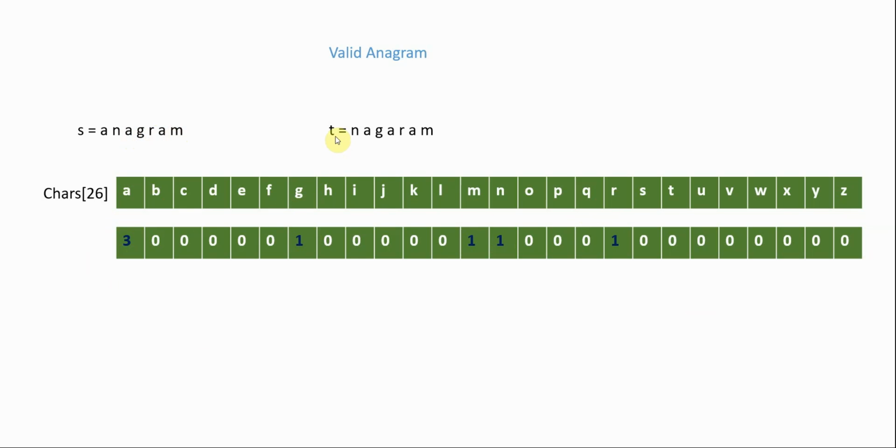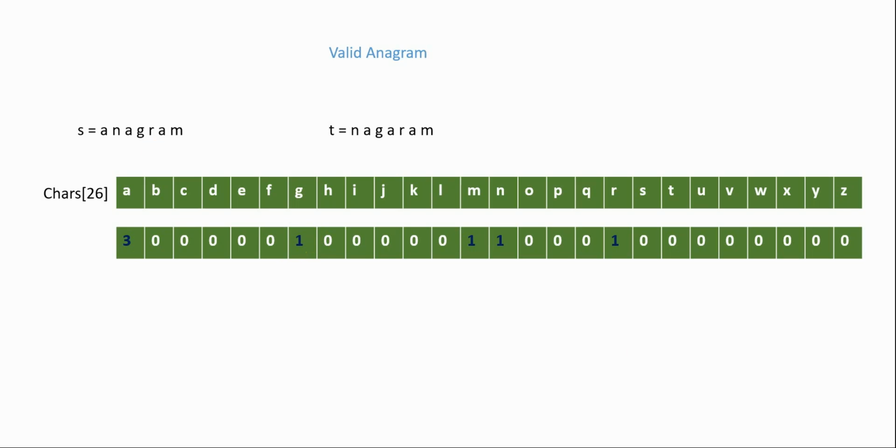Now you go through T and go through each character and reduce it. So you go to N, you reduce this, make this 0, A would become 2, G would become 0. Now at each step we see if the value for that particular character goes below 0, which means that it is not an anagram. Pretty self-explanatory. If you visualize it this way, I think it's quite helpful. At least it helps me.